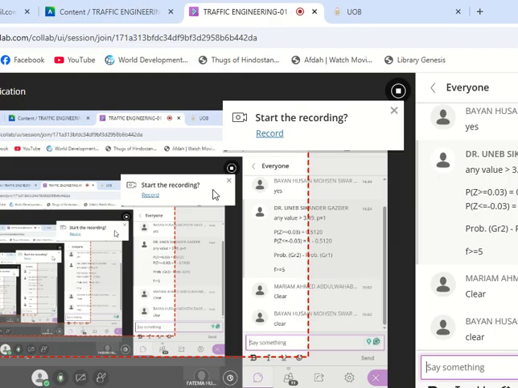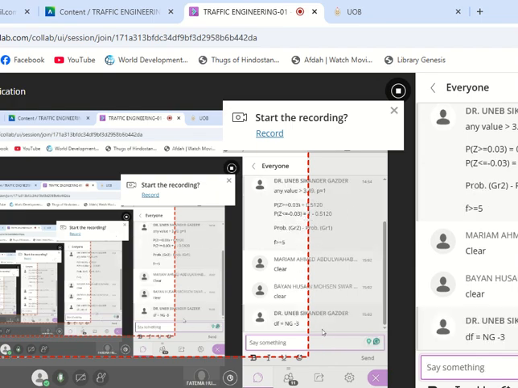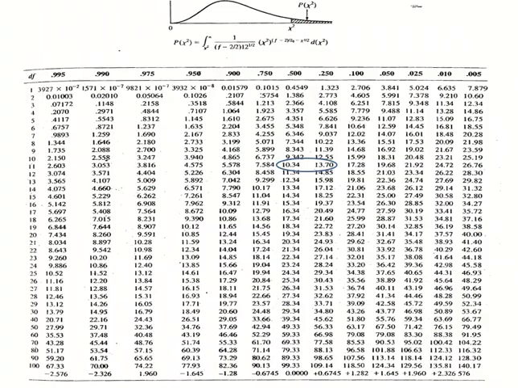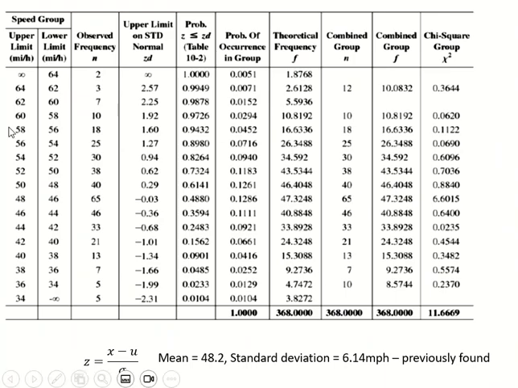How do I get degrees of freedom? DF equals number of groups you have minus 3. Which groups? The speed groups you have. But the problem is we merged some of the groups, so those groups will be counted as 1 now. So these 3 will be counted as 1 group and the last 2 will be counted as 1 group. So now you have to count after merging.